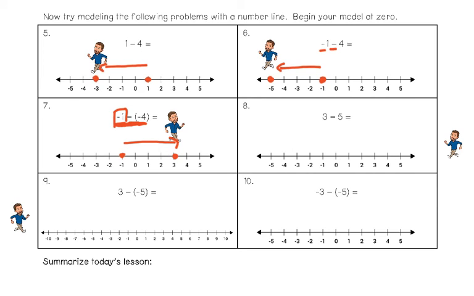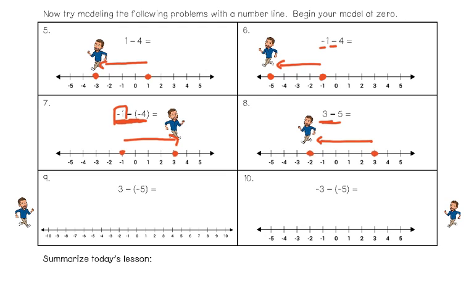For number 8, we'll start at 3, and then we're going to put a little guy on the line. It says go back or turn around. So we're going to turn around, and then go 5. So 1, 2, 3, 4, 5. Now I'm at -2. And to model this problem, I would draw an arrow starting at 3, going back to -2.